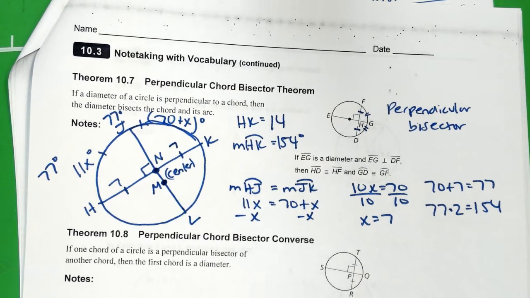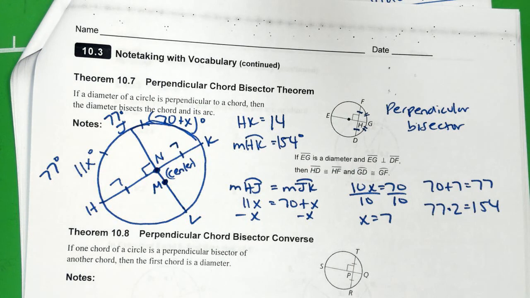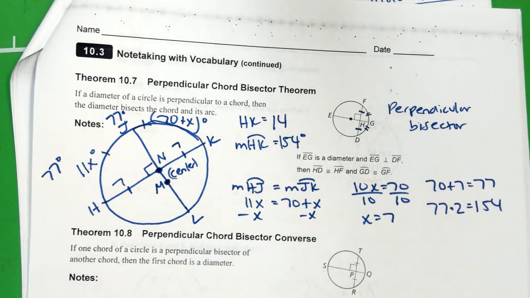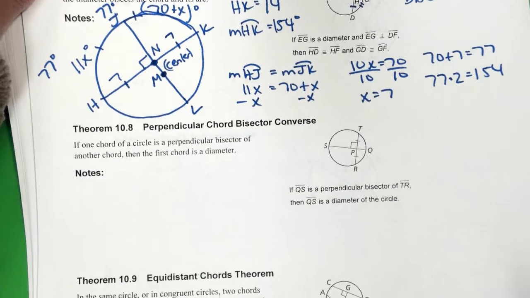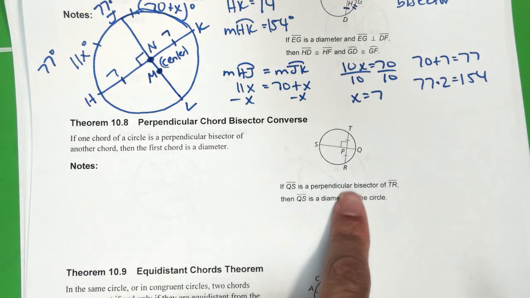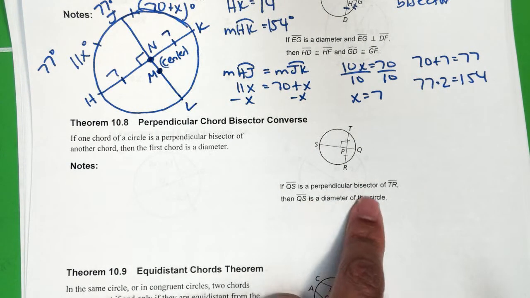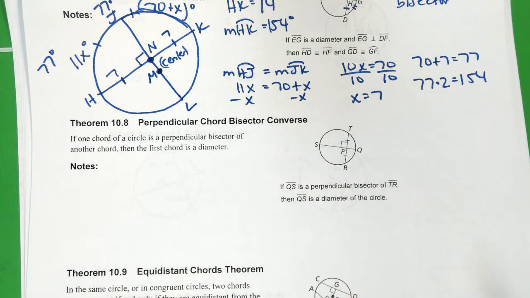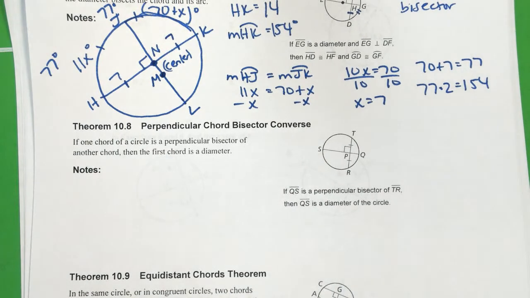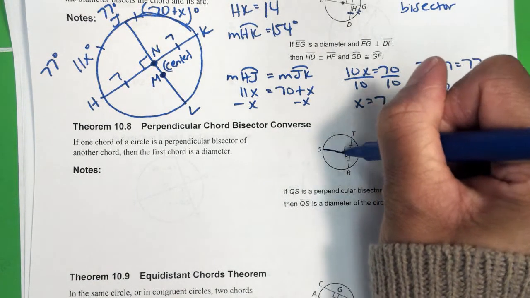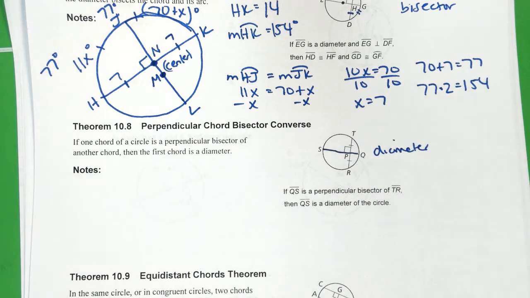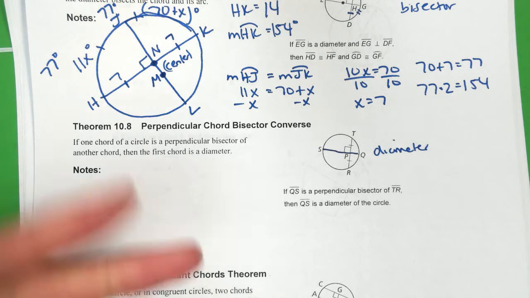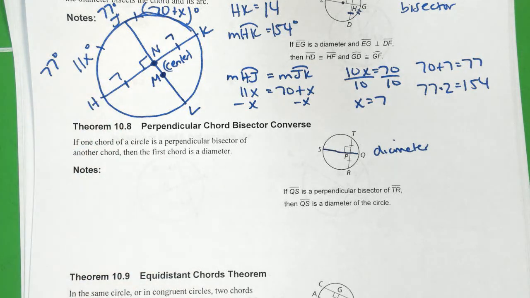So that is the perpendicular chord bisector theorem. So let's go on to our next one, which is the converse. So very similar. So if I'm given the sides first, or QS is a perpendicular bisector, then QS is a diameter of the circle as well. Okay? So this is what we are calling the diameter. Alright, so this is kind of just reversing it if we wanted to solve for a different length.